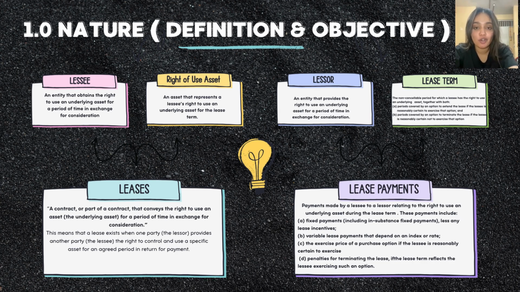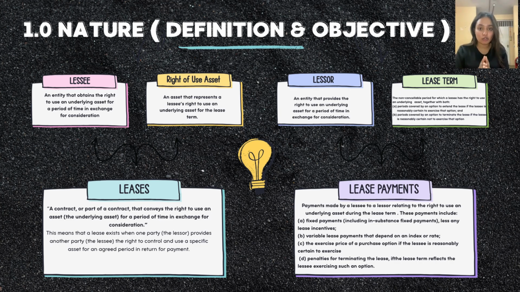So today for our case study, I'm going to talk about the definition and objective. First of all, we have lease, a contract or a part of a contract that conveys the right to use an asset, the underlying asset, for a period of time in exchange for consideration. This means that a lease exists when one party, the lessor, provides another party, the lessee, the right to control and use a specific asset for an agreed period in return for payment.